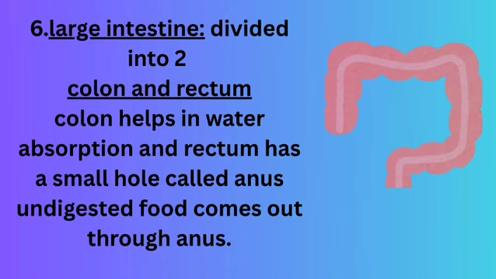6. Large intestine, divided into two: colon and rectum. The colon helps in water absorption and the rectum has a small opening called the anus. Undigested food comes out through the anus.